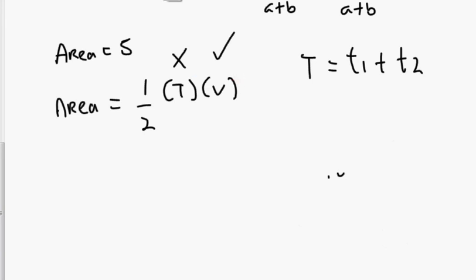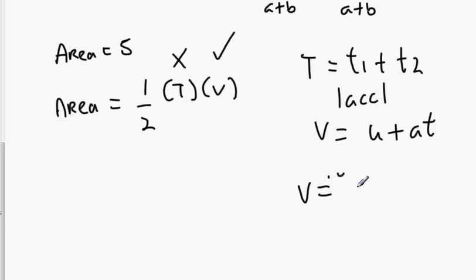So V is equal to U plus AT, yeah? Then you're going to say, okay, fair enough, I'm going to use this for the acceleration part. So U is 0. A is still A, isn't it? And we said, what did we say T1 is?